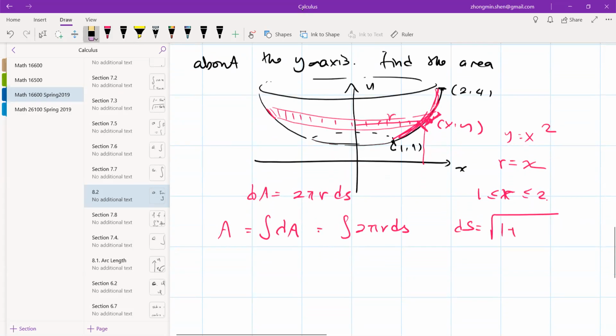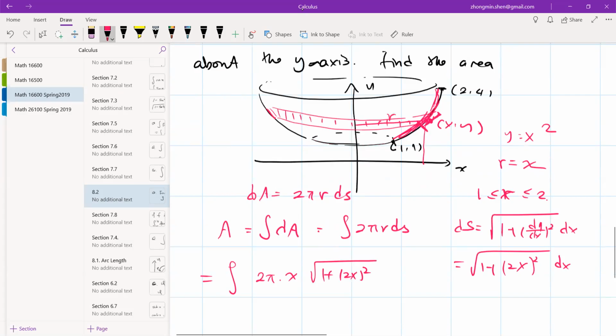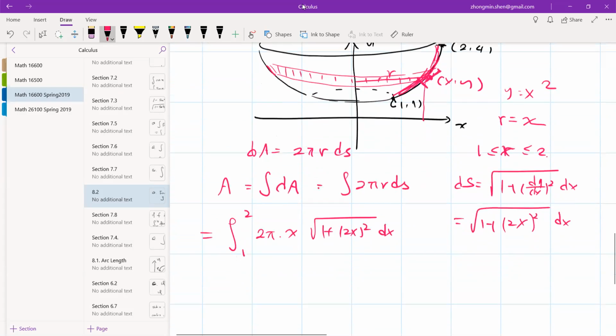So ds is going to be the square root of 1 plus (dy/dx) squared, times dx. dy over dx is going to be 2x. So now the integral becomes 2 pi, r is going to be x, times ds, with x from 1 to 2. This is the integral for that.